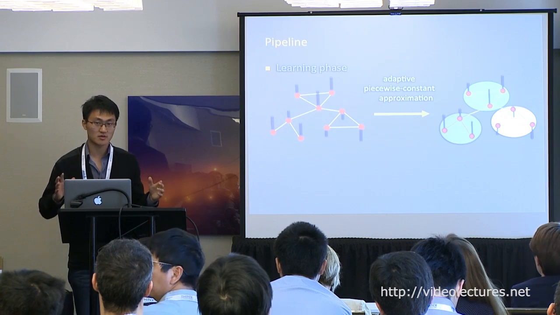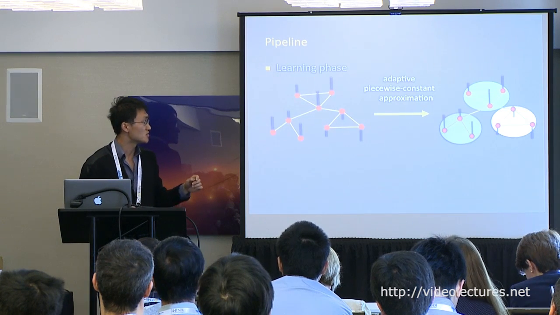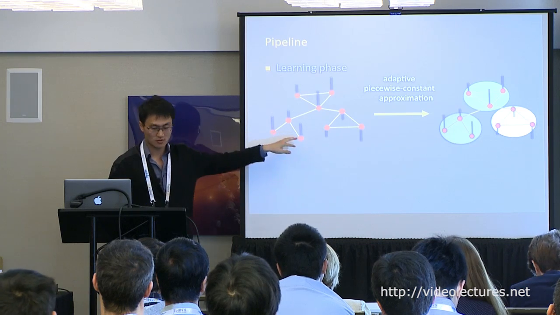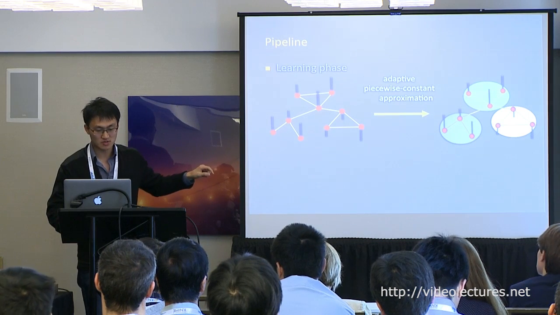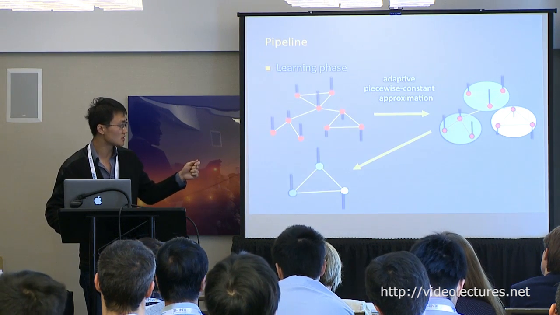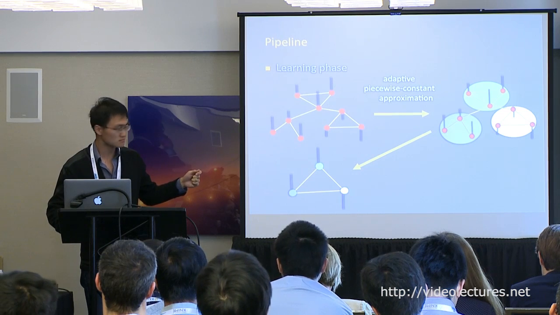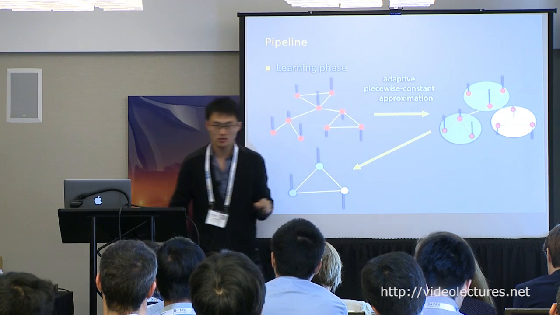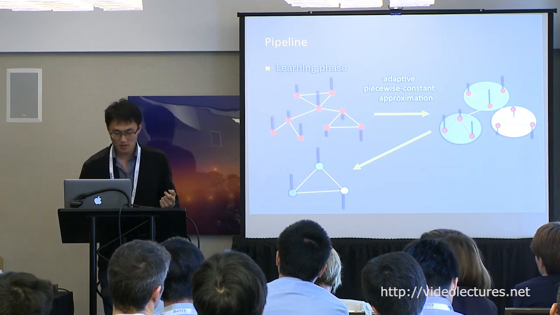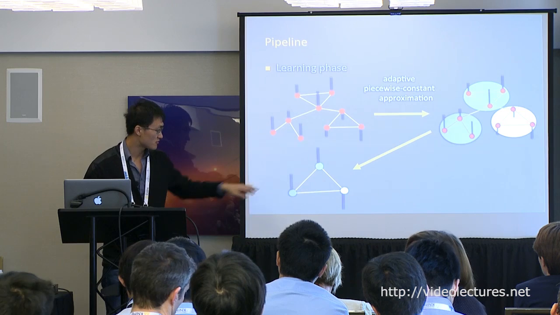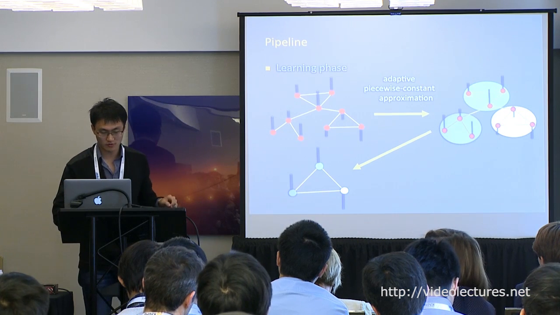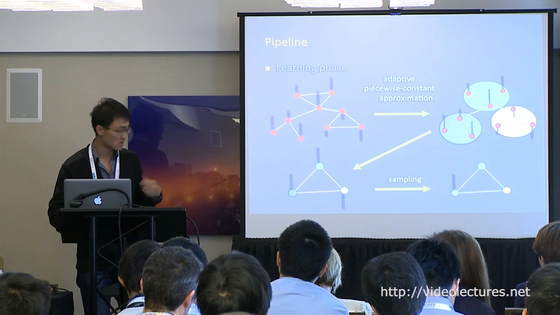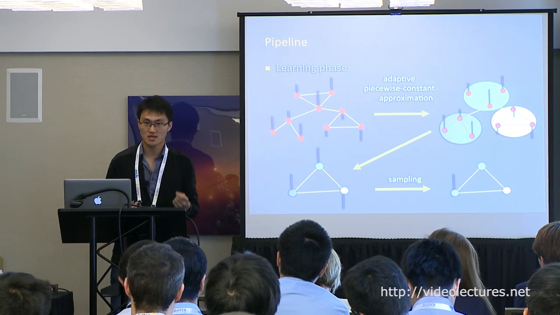So this is the pipeline for the entire system. And this is the learning stage. From the original historical data, we do this piecewise constant approximation first. Then with this approximation, we assign one super node to represent a few nodes. And from those super nodes, we take samples. We design this sampling operator.